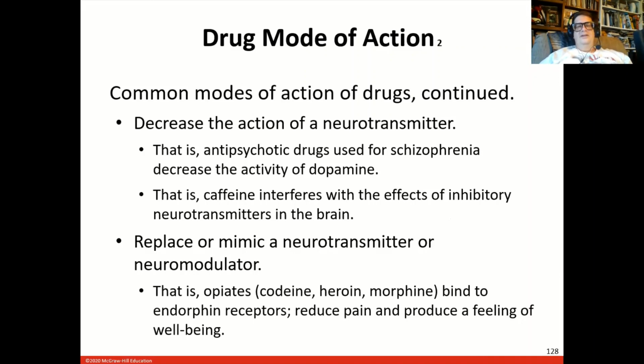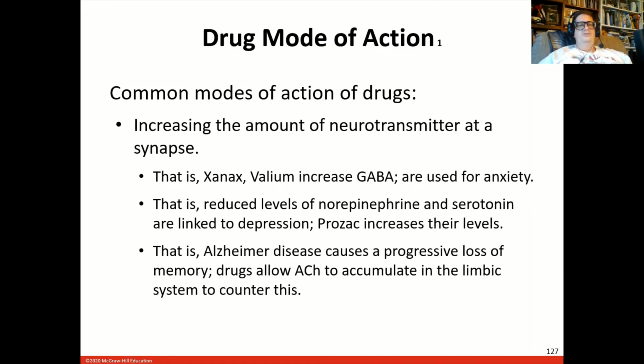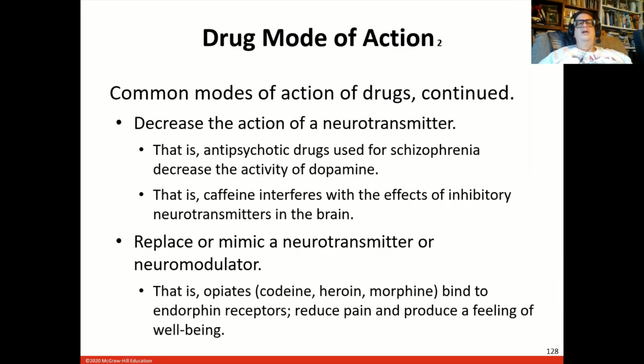So, continuing with common modes of transmission. We just went over increasing the amount of neurotransmitter. Now let's go over changing the action. Some of the antipsychotic drugs that we have for schizophrenia decrease the activity of dopamine. They make us less responsive to dopamine. Caffeine, my Mountain Dew here, interferes with the effects of inhibitory neurotransmitters on the brain.